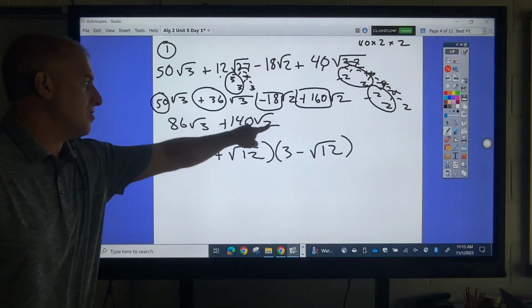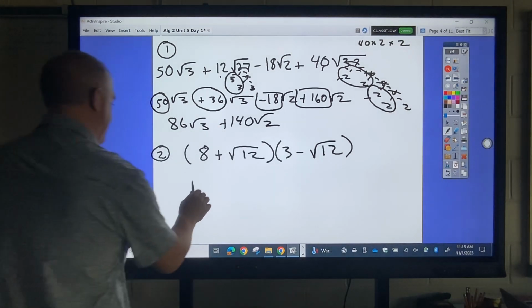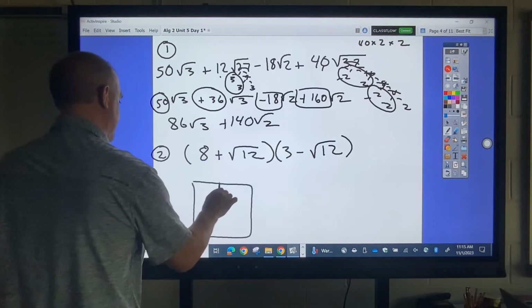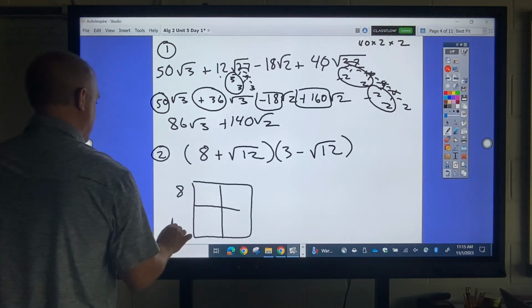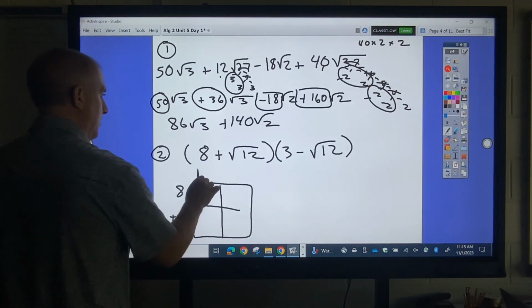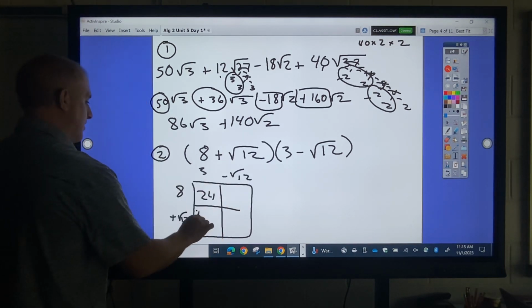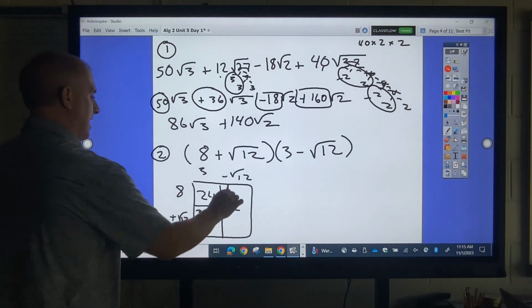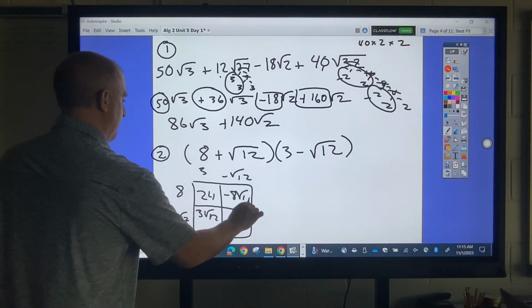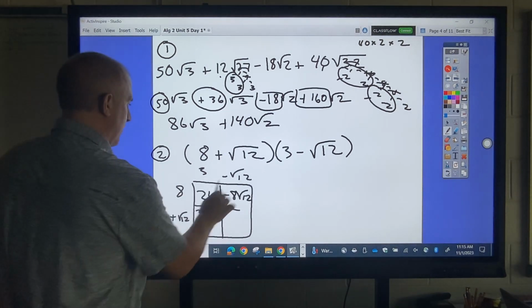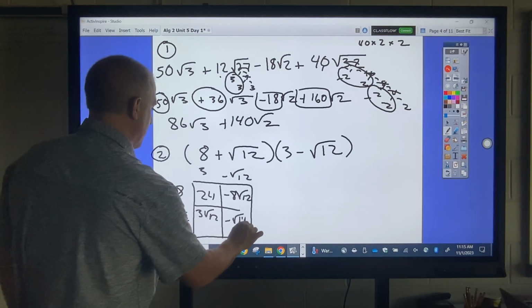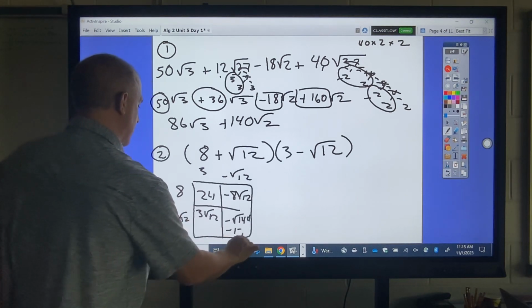I cannot combine them. Those are not like terms. For the multiplication, what you can do is use the box. 8, positive square root of 12, 3, minus square root of 12. 8 times 3, 24, 3 square root of 12, 8, negative 8 square root of 12. Square root of 12 times that would be negative square root of 144, which would reduce to negative 12.